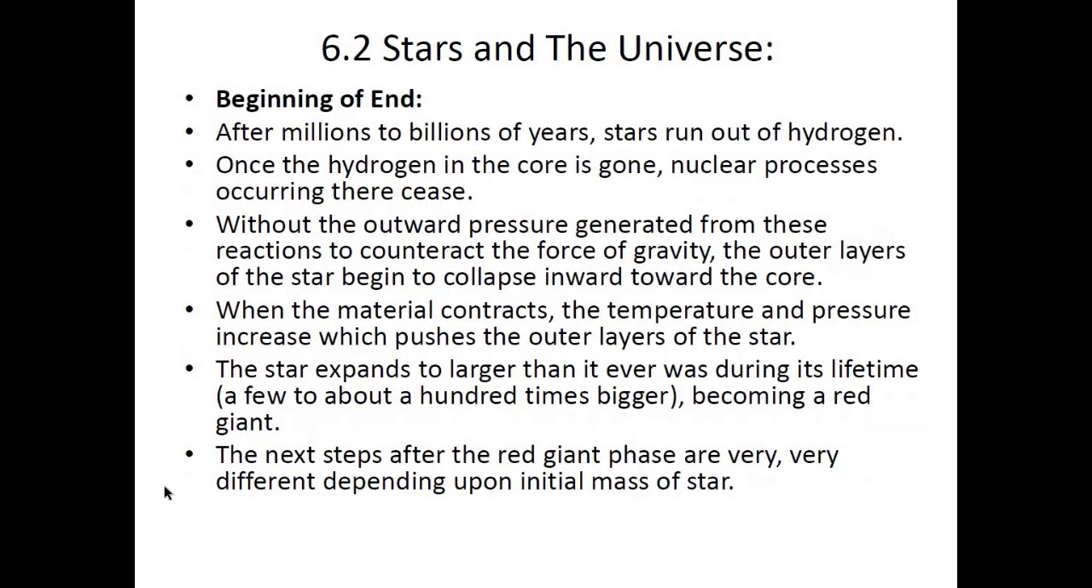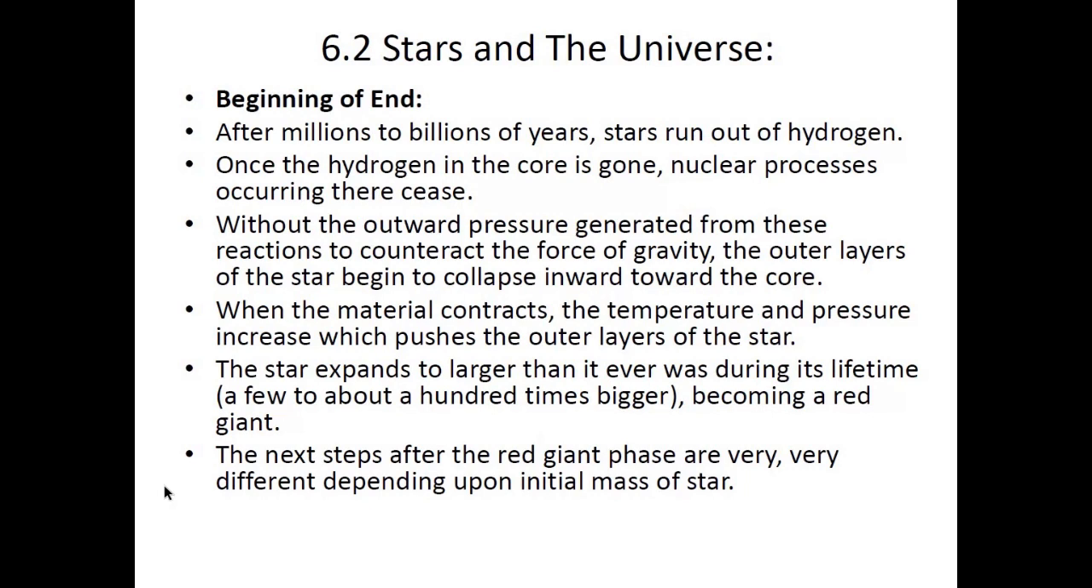Next, we have the beginning of the end. That's technically the second stage in the life cycle of a star. After millions to billions of years, stars eventually start to run out of their main fuel, that is hydrogen. Once the hydrogen in the core is gone, nuclear processes occurring in a star would cease, because if there is no more hydrogen to combine, the fusion reaction cannot continue.